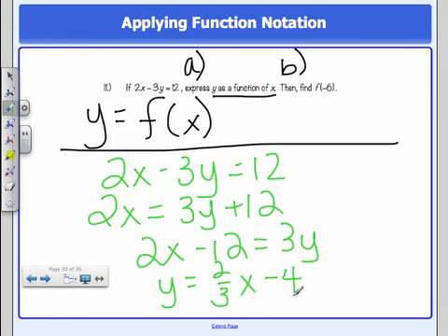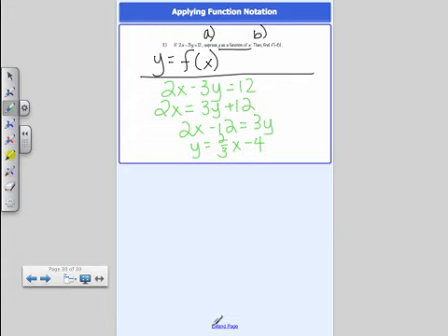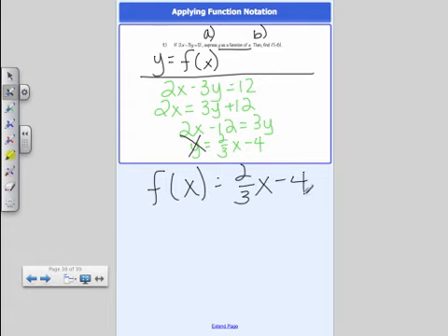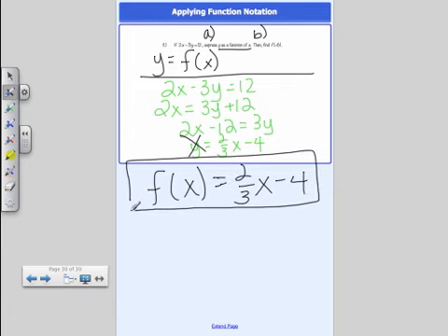Now, all I've done was isolate the y value so that I can express y as a function of x. So instead of y, I'm going to say f of x equals 2/3 x minus 4. So I've done part A. I've expressed y as a function of x. What this is saying is that for every input for x, my function will spit out an output that will work for me. Now I need to figure out what is f of negative 6.